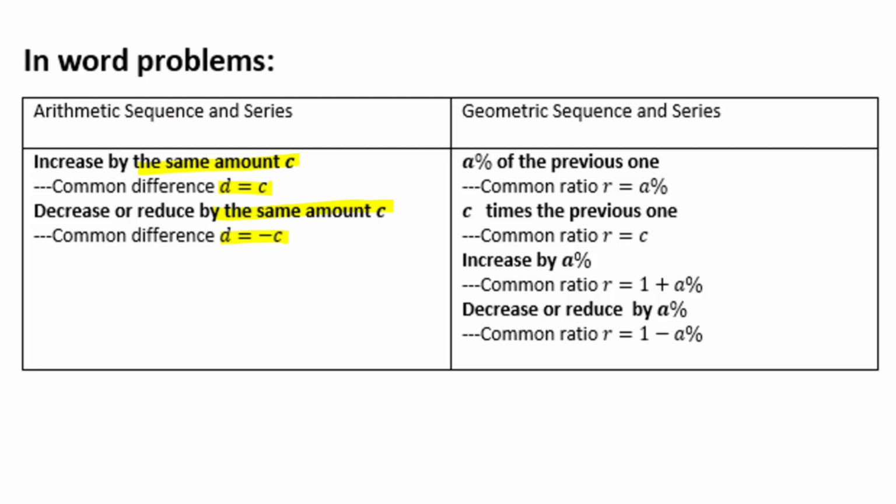When you see the following words, it will be a geometric sequence and series. 8% of the previous one: common ratio equals 8%. C times the previous one: common ratio equals C. Increase by 8%: then common ratio equals 1 plus 8%. Decrease or reduce by 8%: common ratio r equals 1 minus 8%.